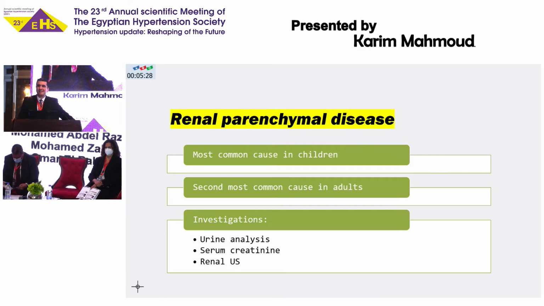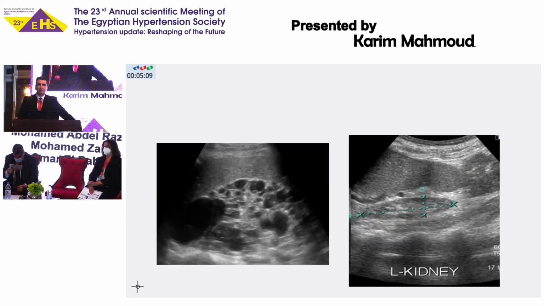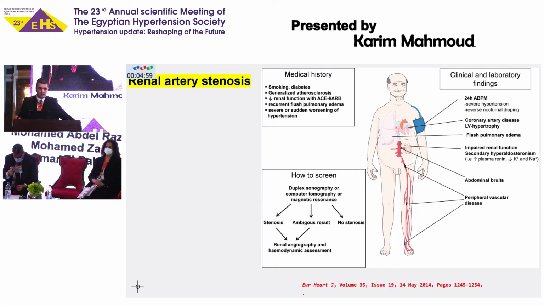Renal parenchymal disease is a very common cause, and it's the most common cause of secondary hypertension in children, and the second most common cause in adults after obstructive sleep apnea nowadays. It can be easily detected using simple investigations such as urine analysis, serum creatinine, and renal ultrasound. And this is an example of the abnormality of renal parenchymal disease. We can have a polycystic kidney or small atrophic kidney that define the renal parenchymal disease.